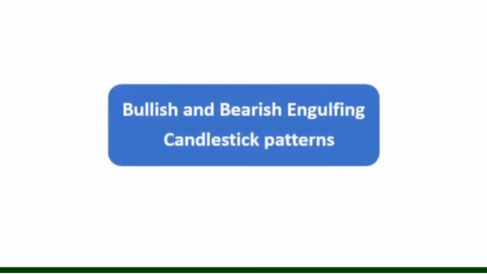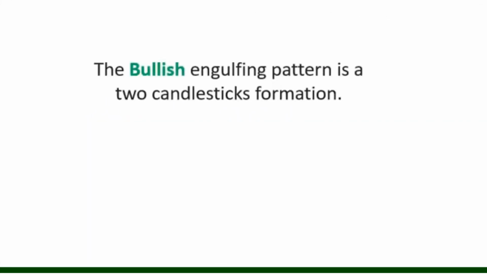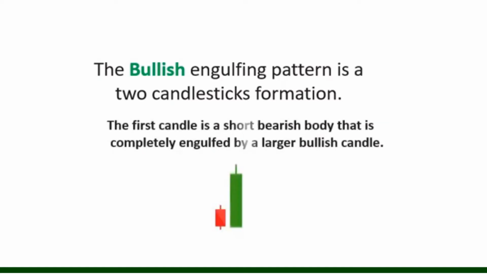Engulfing candlestick patterns that are bullish or bearish. Engulfing bullish. The bullish engulfing pattern is made up of two candlesticks. The first candle has a short bearish body that is completely engulfed by a larger bullish candle, indicating a potential uptrend.